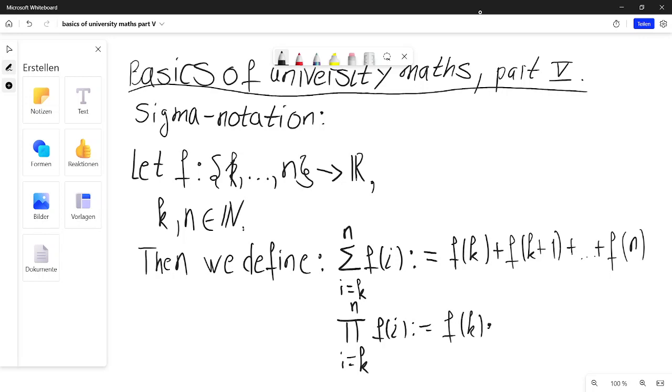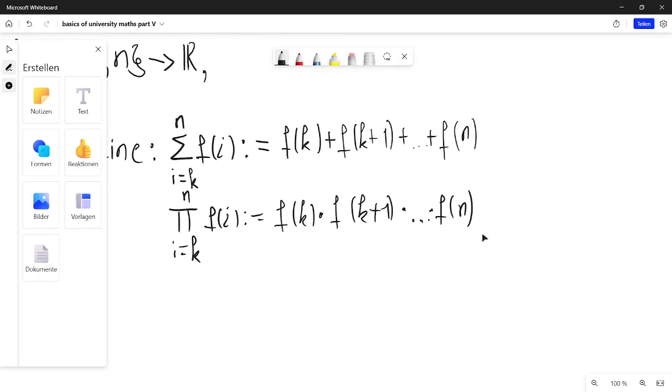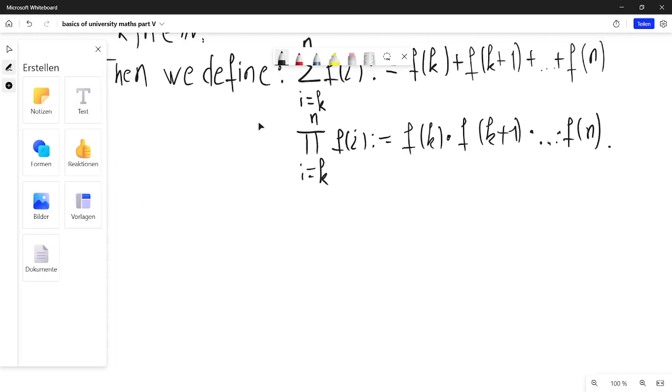It does the same, but it does that with the operation multiplication. And as I said, if we have a homogeneous structure where multiplication and addition are admissible, then of course we can do the same for that structure. Alright, let's look at some examples.